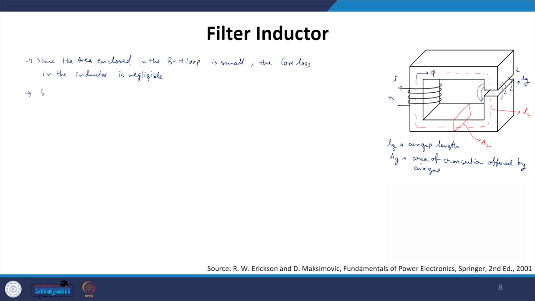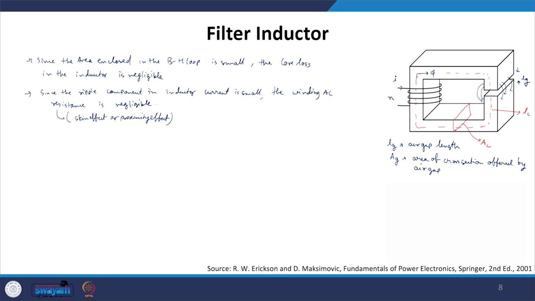So, we can also say that since the ripple component in inductor current is small, the winding AC resistance, that means the resistance corresponding to the increased resistance due to the skin effect and proximity effect, is negligible. This resistance is due to this.